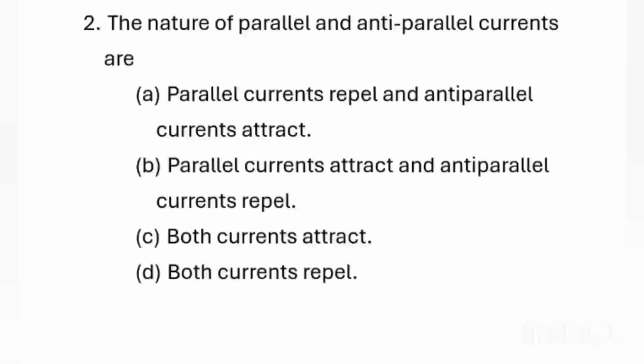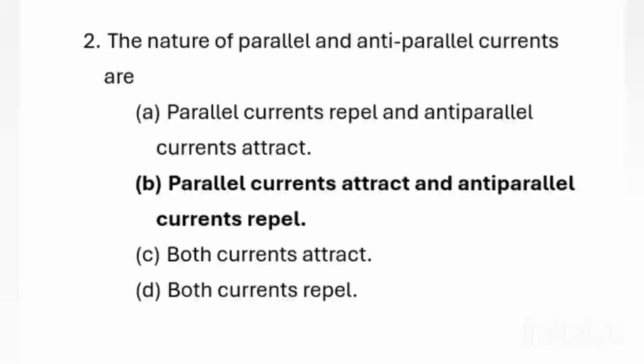Question number 2. The nature of parallel and anti-parallel currents are option A, parallel currents repel and anti-parallel currents attract. Option B, parallel currents attract and anti-parallel currents repel. Option C, both currents attract. Option D, both currents repel. Here the correct answer is option B, parallel currents attract and anti-parallel currents repel.